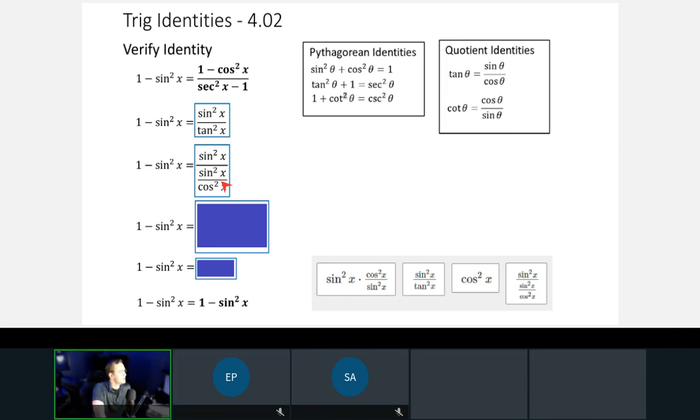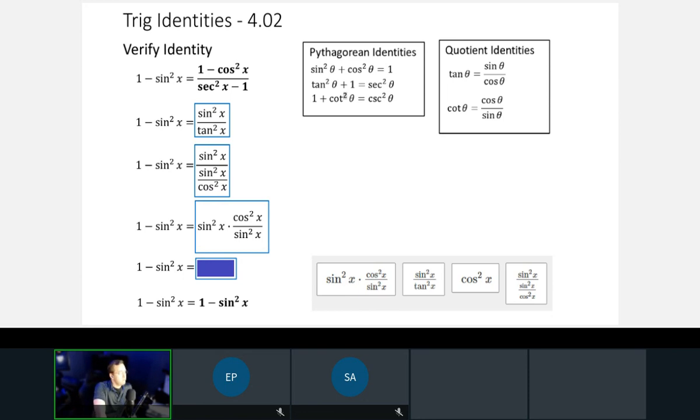All right, next, we have sine squared divided by this fraction. Whenever you have the top portion of a fraction divided by a fraction, you want to flip and multiply, right? So we're going to take sine squared multiplied by the reciprocal of that bottom portion. So it's going to be sine squared times cosine over sine, which is this box right here. So we would drag this box to here, because that would be the next step.